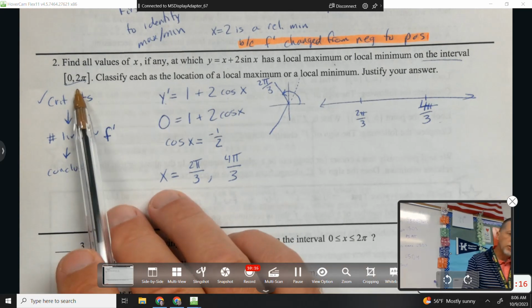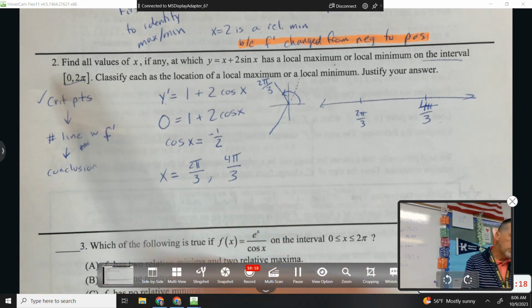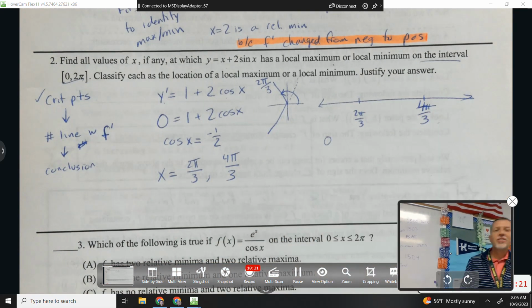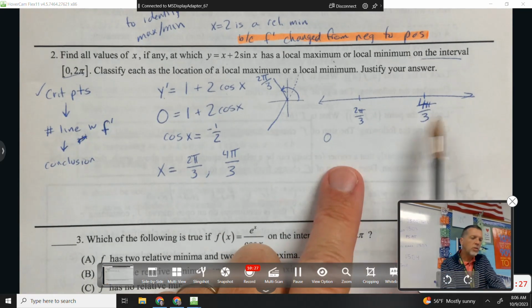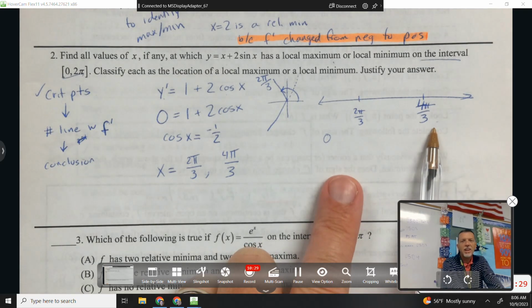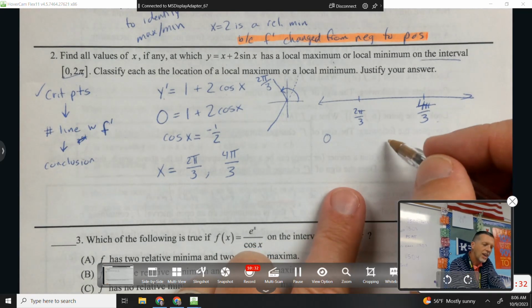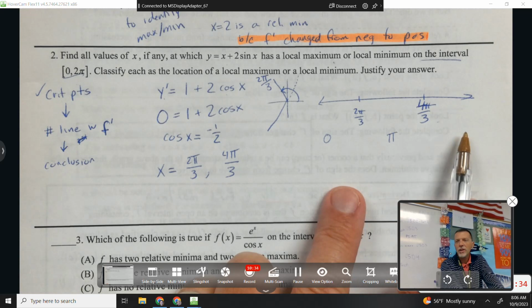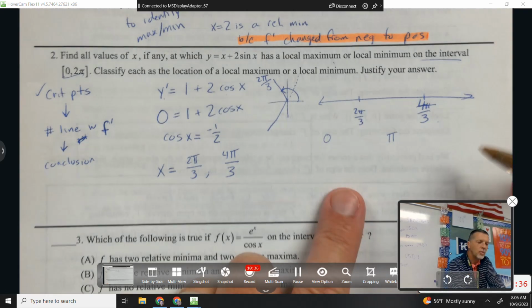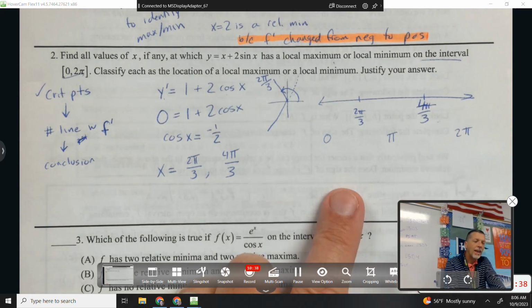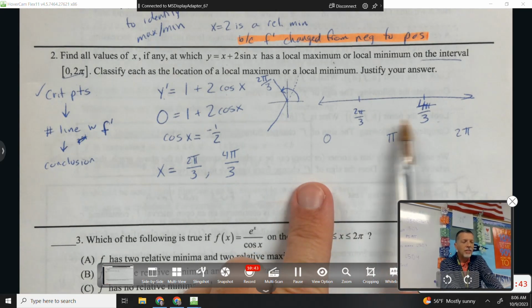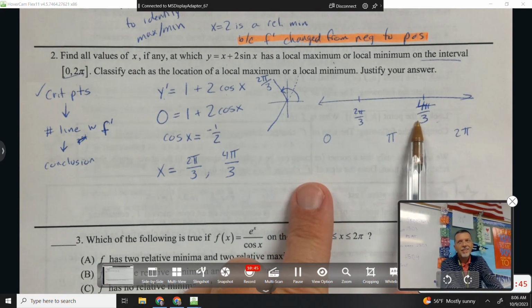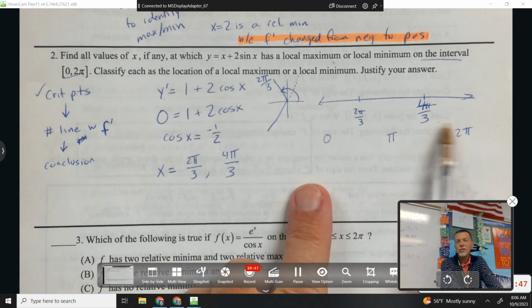On the interval 0 to 2 pi, it includes 0 and 2 pi, so I can test 0. I was trying to see if I can test 0 as one of my test values, and I can. How about something between 2 pi over 3 and 4 pi over 3? Pi. And how about something bigger than 4 pi over 3? 2 pi. Or if you're feeling adventurous, none of those were double roots, so pretty sure that we could use the alternating rule here.